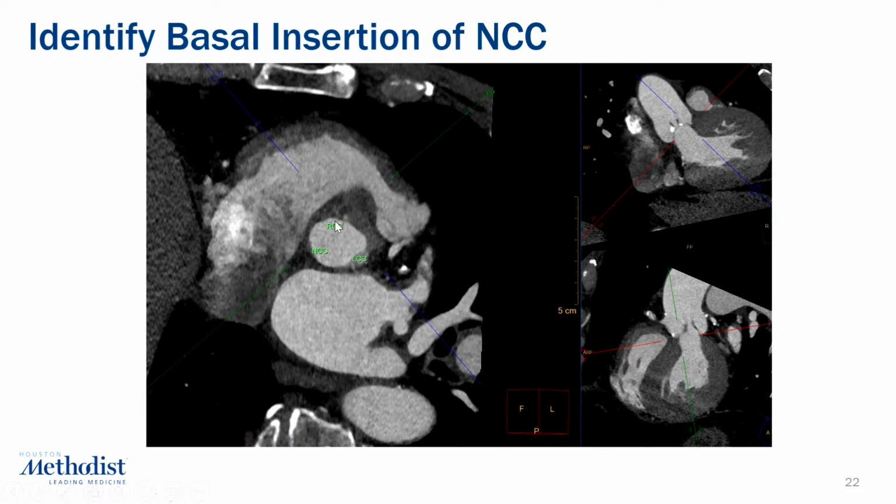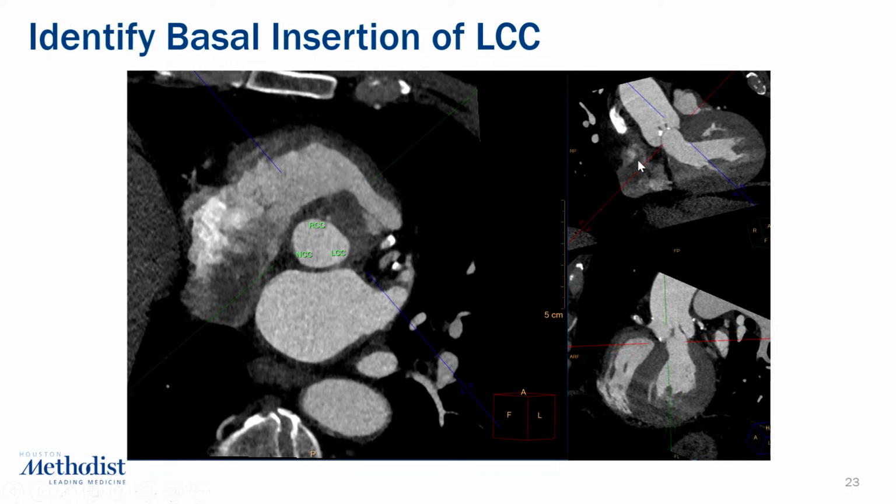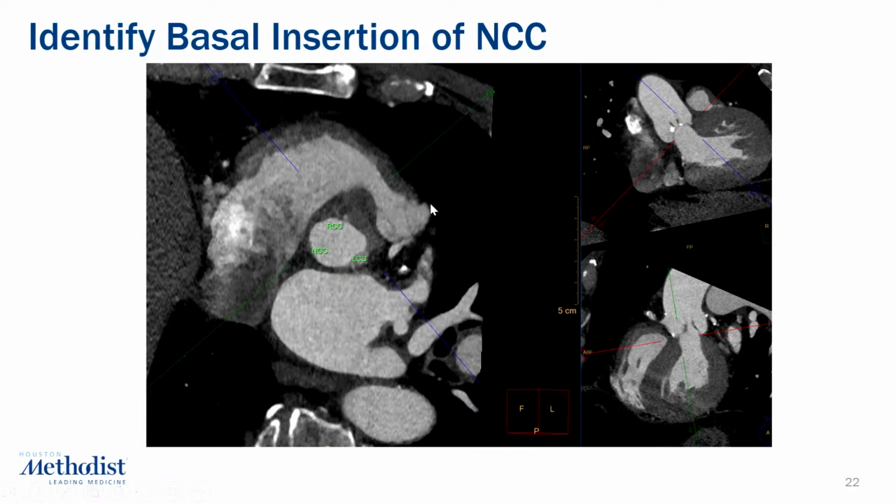Next, keeping your cursor here, you move counterclockwise till you get the NCC lowest dimension here. And then at the coronal plane, you get your RCC and your NCC. You move your coronal plane up and down until you identify the lowest insertion point of the non-coronary cusp. Once you do so, your coronal plane will have your lowest insertion point for the RCC and the NCC. That's the RCC here, and that's the NCC.